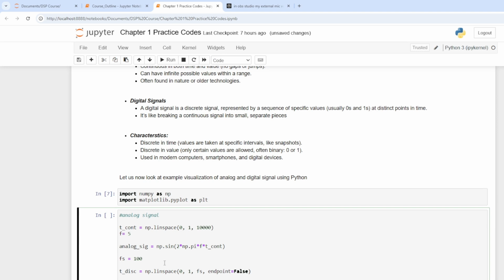Then if you want to represent this digital signal, we can write it as np.sin of 2 np.pi f, and then we'll use here the discrete time. So this is the same signal but in the discrete form with only 100 samples.